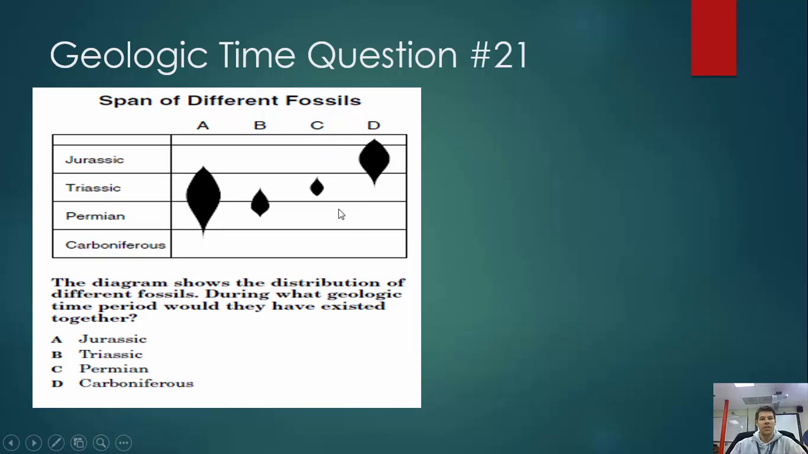Species C had the shortest lifespan of all of these four species, where it only survived in the Triassic period. And D began in the Triassic, but really flourished in the Jurassic and all the way into the, it's not here, but this would be the Cretaceous. So which one did all four of these animals live at the same time and could have met and hung out? And the only answer here is they all four were alive in the Triassic era. So the answer is the Triassic period, B.